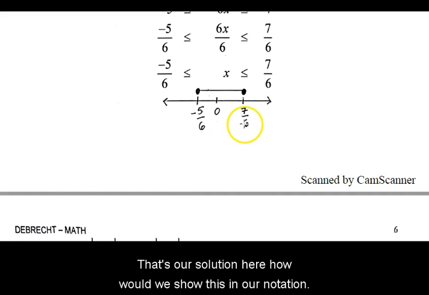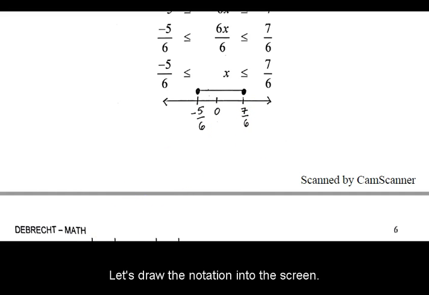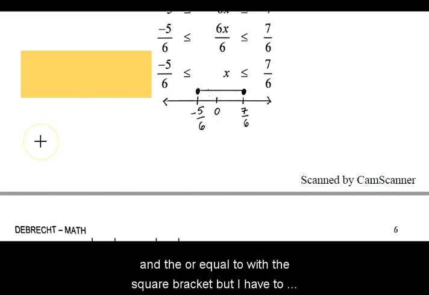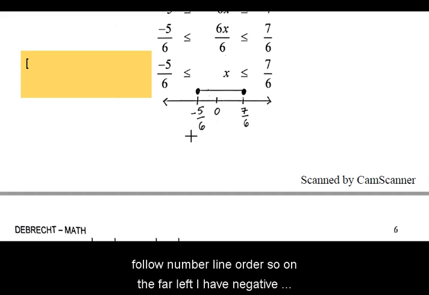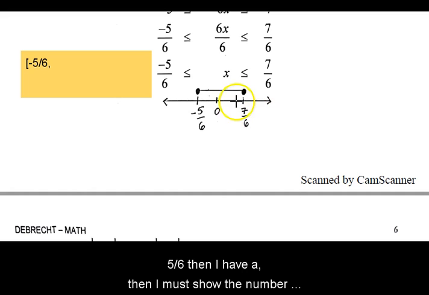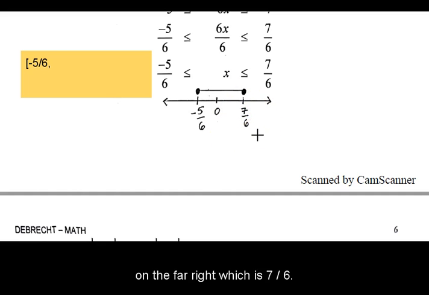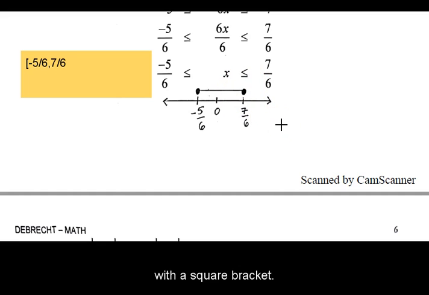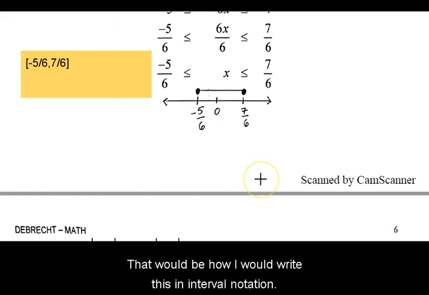How would we show this in our notation? Let's draw the notation into the screen. To put in the notation, I need to represent the solid ball and the or equal to with a square bracket, but I have to follow number line order. So on the far left, I have -5 divided by 6. Then I have a comma. Then I must show the number on the far right, which is 7 divided by 6. Again, this is a solid ball, which I need to represent with a square bracket. That would be how I would write this in interval notation.